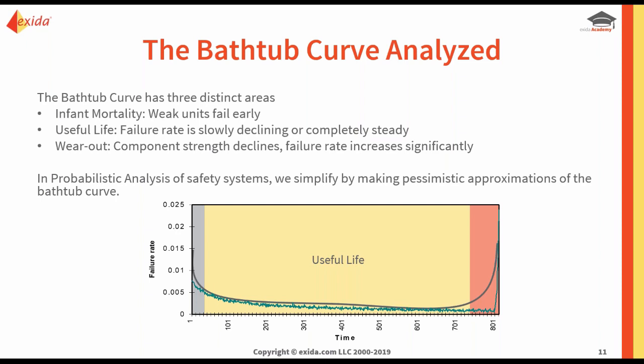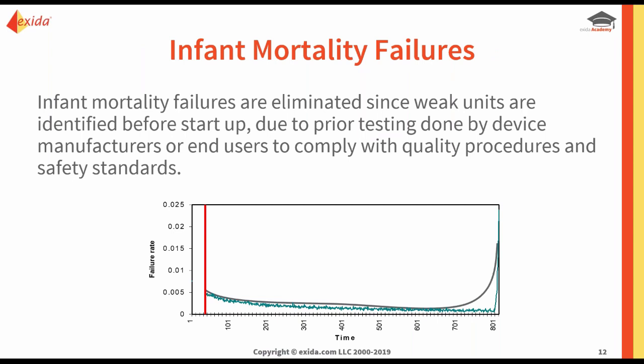In the middle, you have what we call the useful life of the device. So the failure rate is slowly declining, or it's completely steady for most of the time that the device is in service. In probabilistic analysis of safety systems, we simplify this by making the pessimistic approximation that it is a constant failure rate.